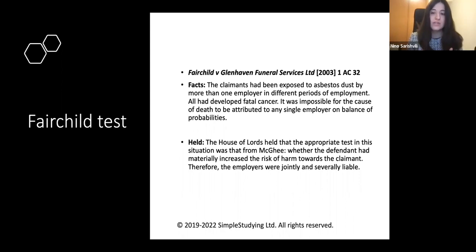So as long as the risk was materially increased because of the defendant's conduct, then as per the Fairchild test, negligence liability will be found. So it doesn't have to be completely the defendant's fault what happened, but the defendant's conduct has increased the risk of the harm to the claimant. So that's basically what the Fairchild test is.